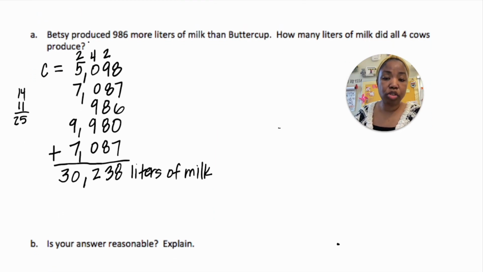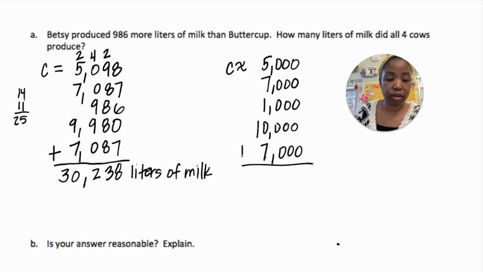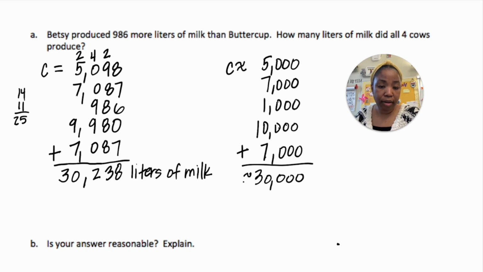They want us to see if our answer is reasonable. So I'm going to round to the nearest thousand. So we got 5,000, we have 7,000, we have 1,000, we have 10,000, and we have 7,000 again. Add that together and we get 10, 24, 25, 30. So it's about 30,000 liters.